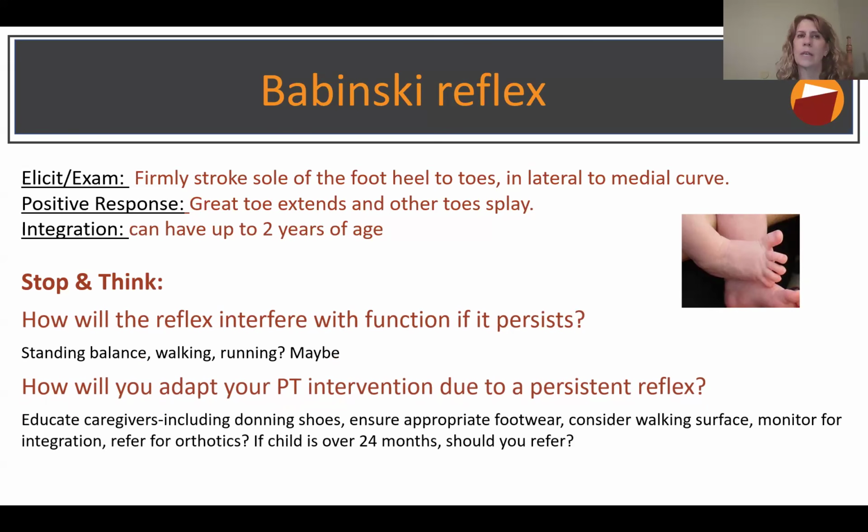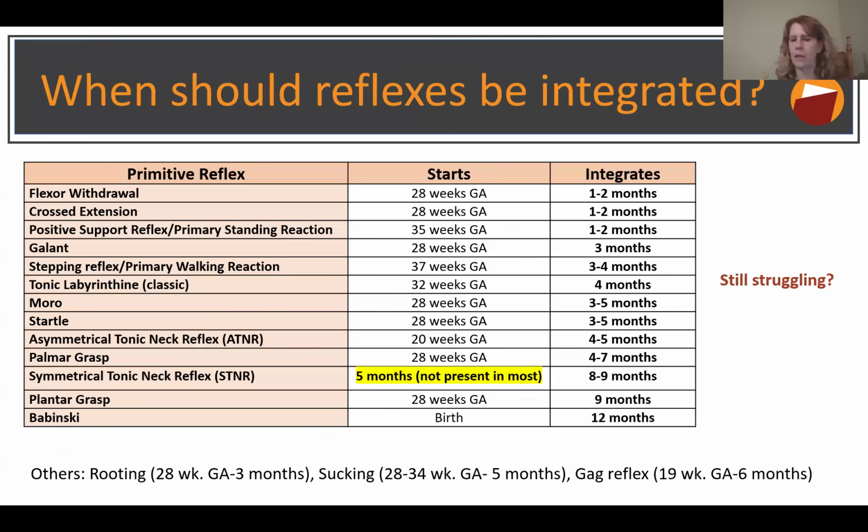And if it persists, they're 2, 2.5. I'm thinking, is this because they have CP? Is there an upper motor neuron lesion? Maybe at that point, that's why they have it, because it hasn't gone away, or it's really strong. I might be thinking about that. And maybe they're seeing me because they have a delay, and I'm already thinking something else is going on.